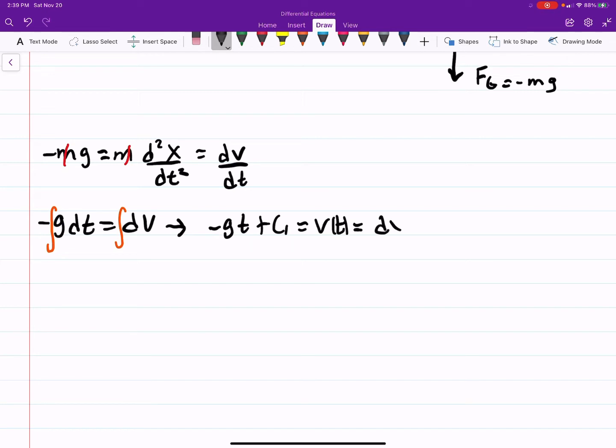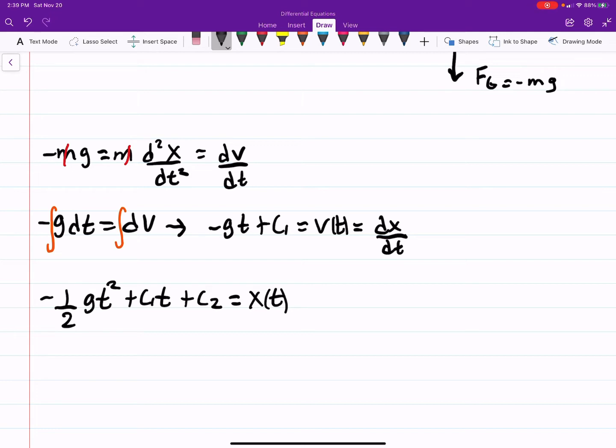Then you could rewrite the velocity as simply dx/dt. Multiply over the dt and integrate, and you'll get minus 1/2 gt squared plus c1t plus a new integration constant c2, which is your position as a function of time. So that's what I was talking about in terms of Newton's second law being a differential equation.